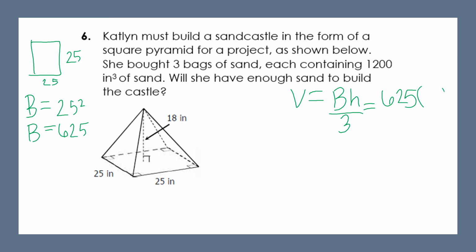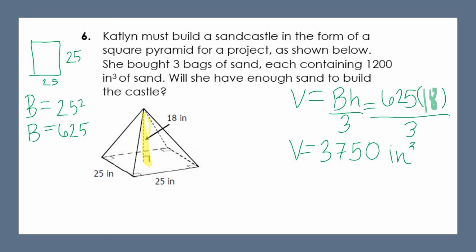For the height, we need to make sure we have the perpendicular height, which we do. We can see that coming from the apex down, and we can see that perpendicular symbol. So we know that the height of the pyramid is 18, and then divided by 3. So we're going to do 625 times 18 and divide by 3, and that will give us a volume of 3,750 inches cubed.